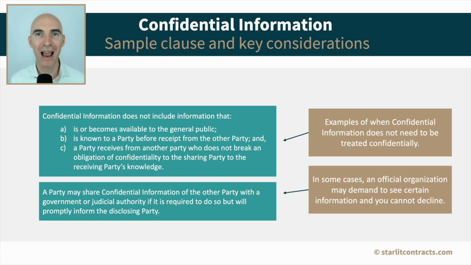And the clause continues, a party may share confidential information of the other party with a government or judicial authority if it is required to do so, but will promptly inform the disclosing party. This part of the clause reflects a certain reality, because if an official authority makes a request that I share certain information with them, then I'm probably not going to be able to withhold that information. I'm under an obligation to disclose it to them.